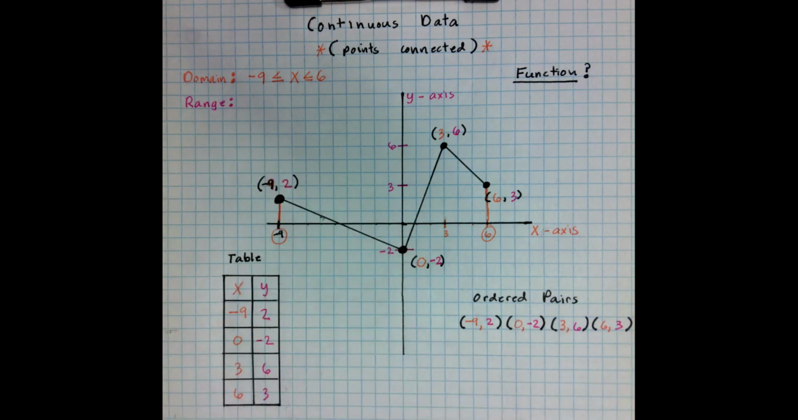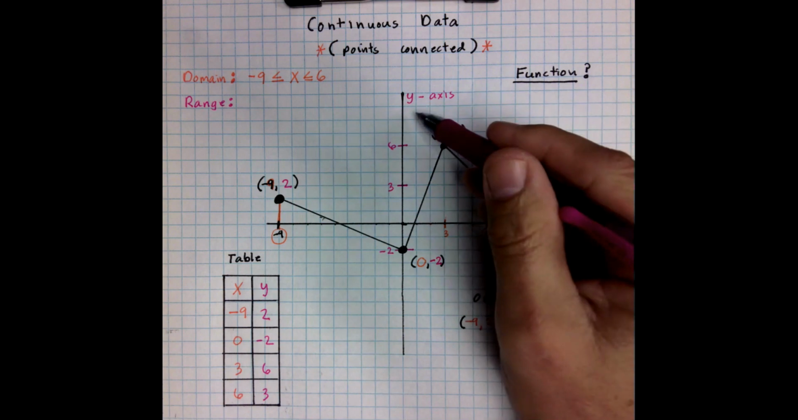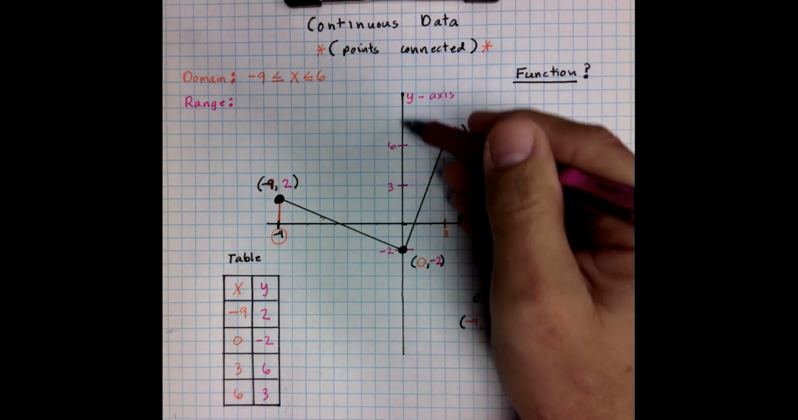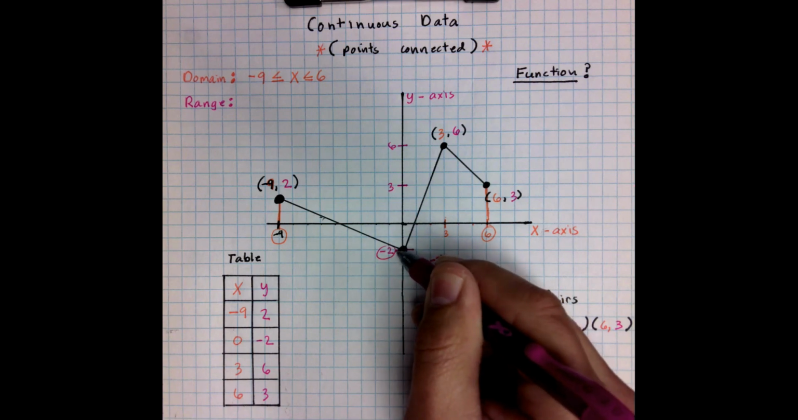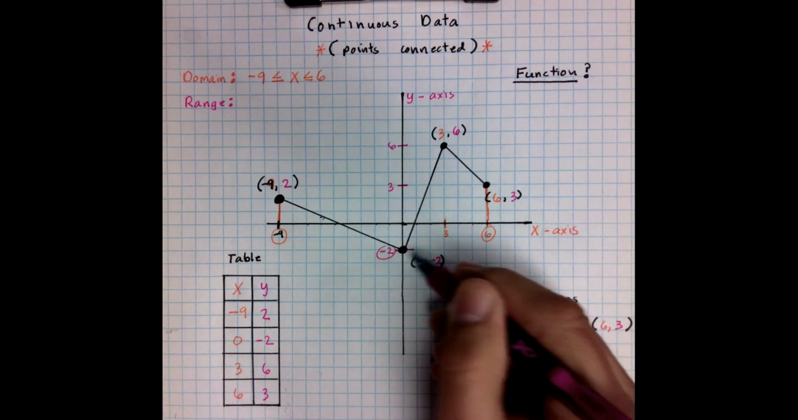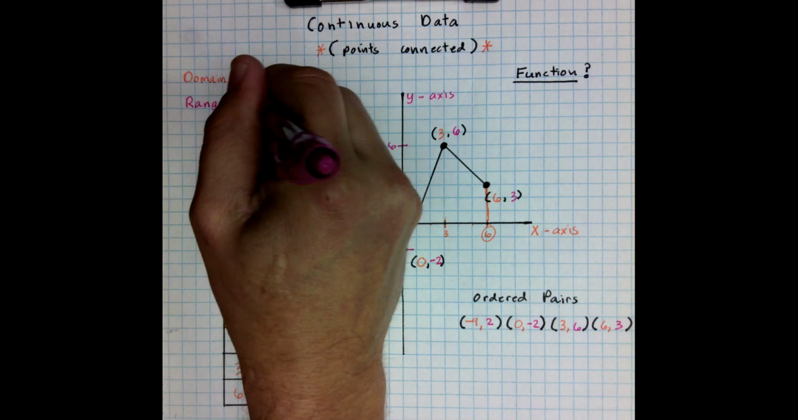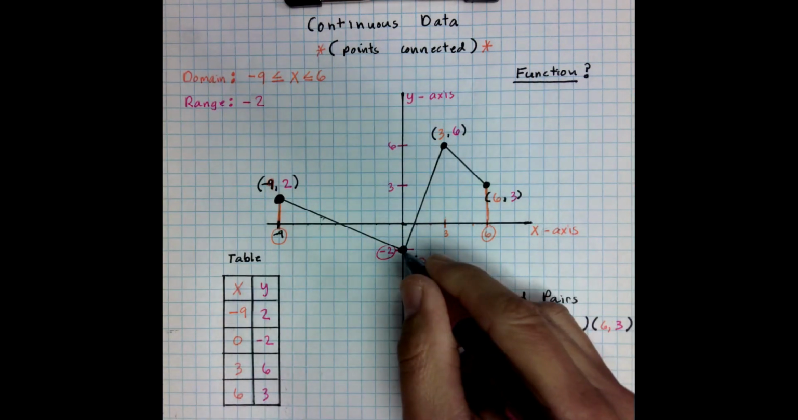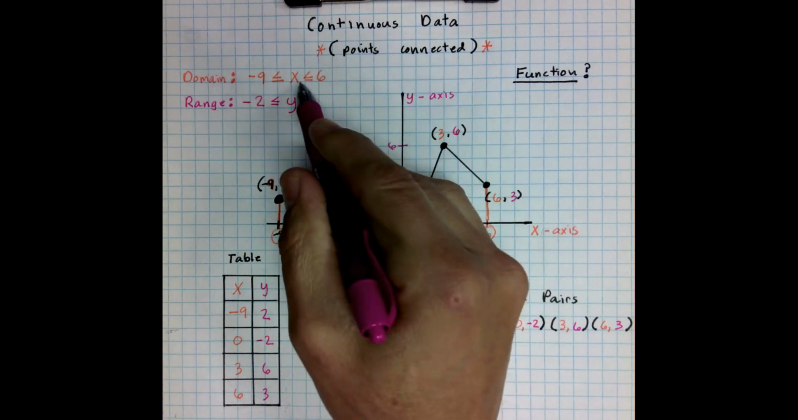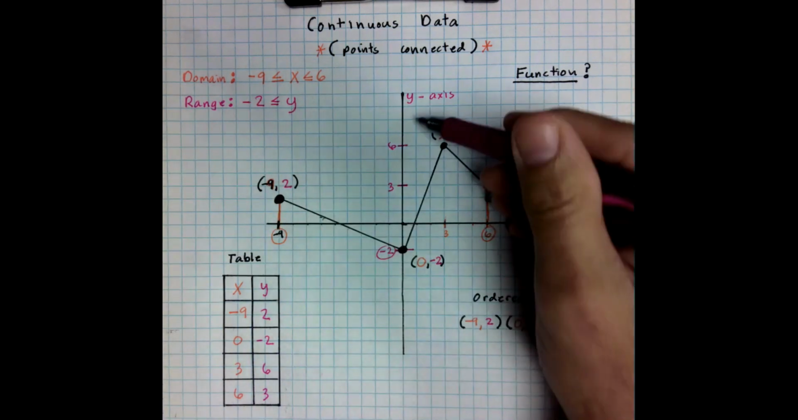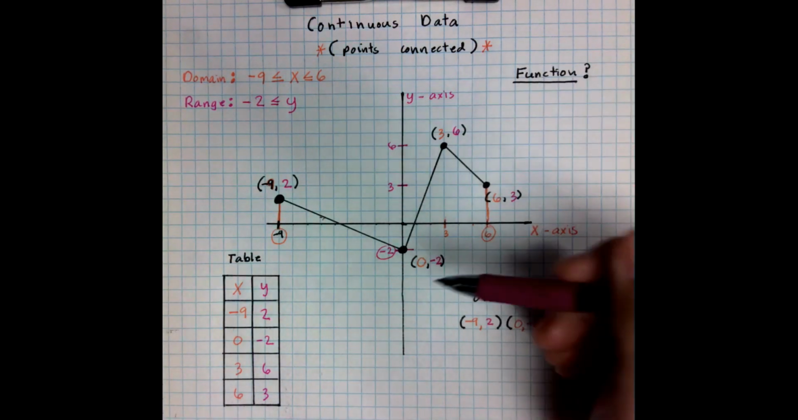Now, for the range, we're going to do it very similarly. What I want to do is find the furthest it goes down. Now, the furthest it went down was right here at negative 2. That is the lowest point on my graph. So I'm going to go ahead and start there. So we have negative 2. It was a closed dot, so we're going to use less than or equal to. But instead of using an x, I'm going to use a y, because now we're talking about the range, right? The range is our y values.